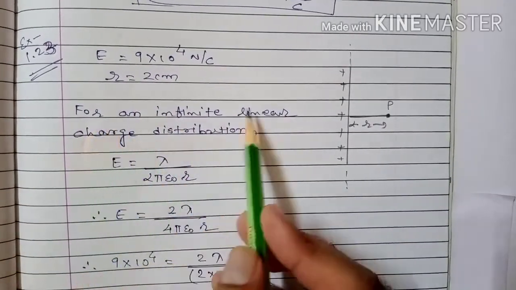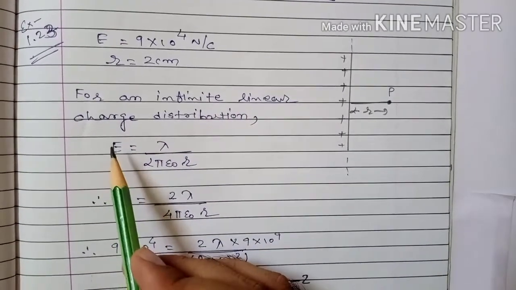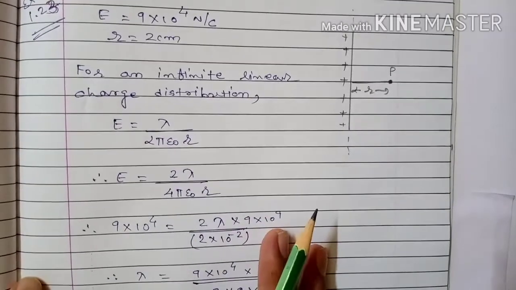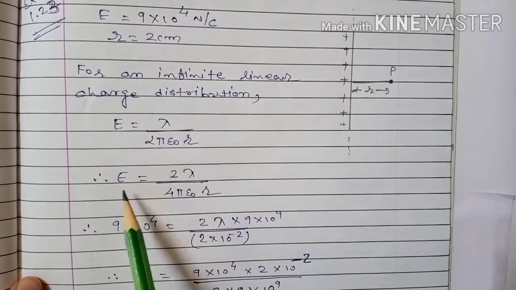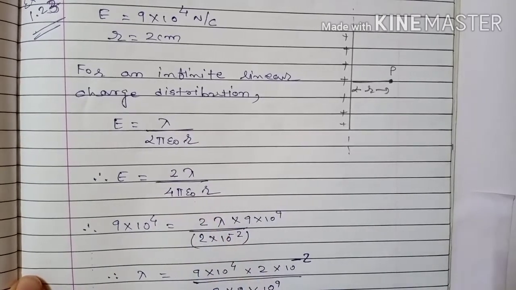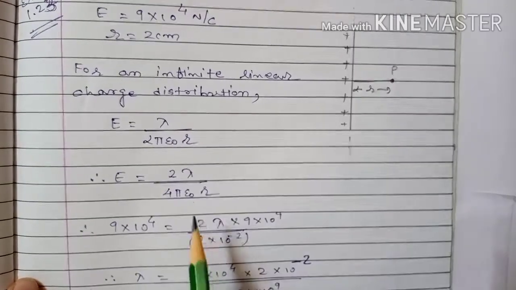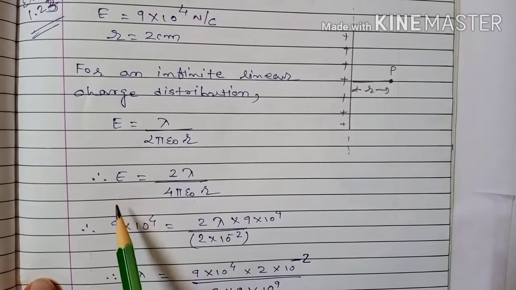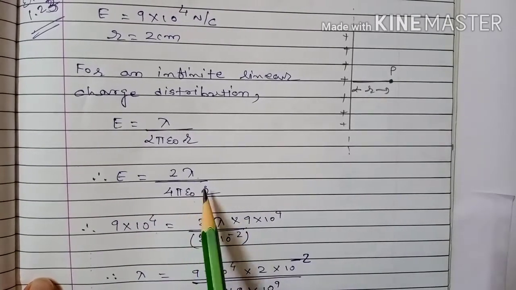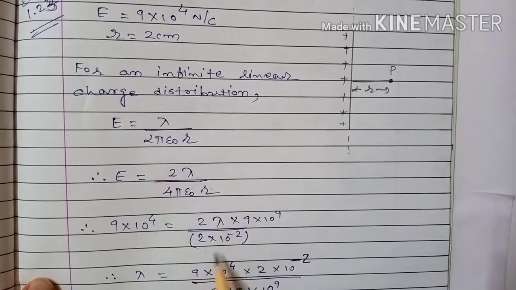For an infinite linear charge distribution, we know the formula of electric field, E is equal to lambda upon 2 pi epsilon naught r. If we multiply and divide by 2, then it can be written as 2 lambda upon 4 pi epsilon naught r. But 1 upon 4 pi epsilon naught is 9 into 10 raised to 9. So we can write electric field, that is given to us 9 into 10 raised to 4, equals 2 lambda upon r, that is 2 into 10 raised to minus 2.